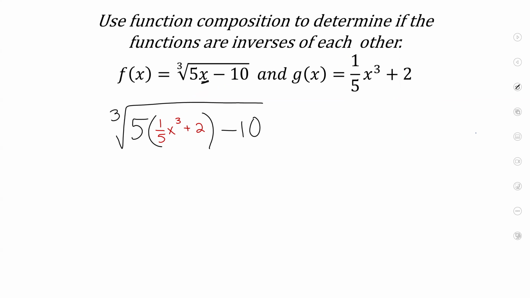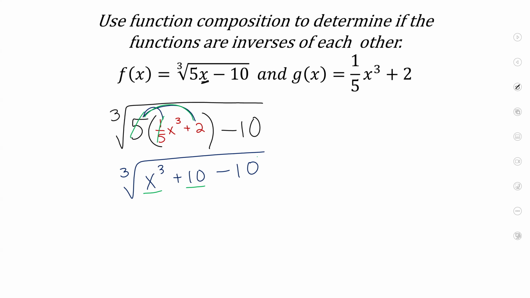So I'm going to distribute the 5. 5 times 1/5 is 1. So this is just x cubed. 5 times 2 is 10. I can write down everything else. So guys, the 5 canceled out with the 1/5. That's why I'm left with x cubed. And then 5 times 2 gave me the 10. Everything else just came down.